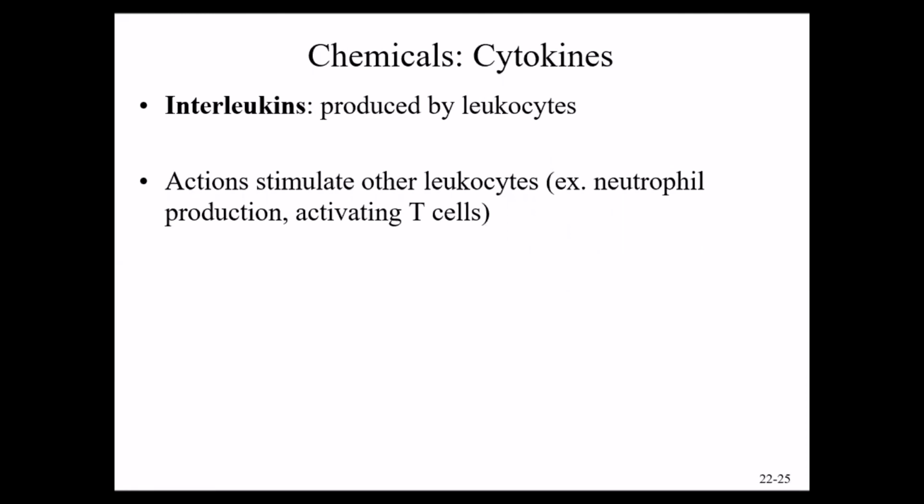So, for example, neutrophils are examples of some white blood cells that will produce interleukins. Whenever the neutrophils detect some kind of bacteria or virus particle, then they can secrete the interleukins, and that will help to activate nearby T cells so that they can start recognizing the problem and start to help fight off the infection.